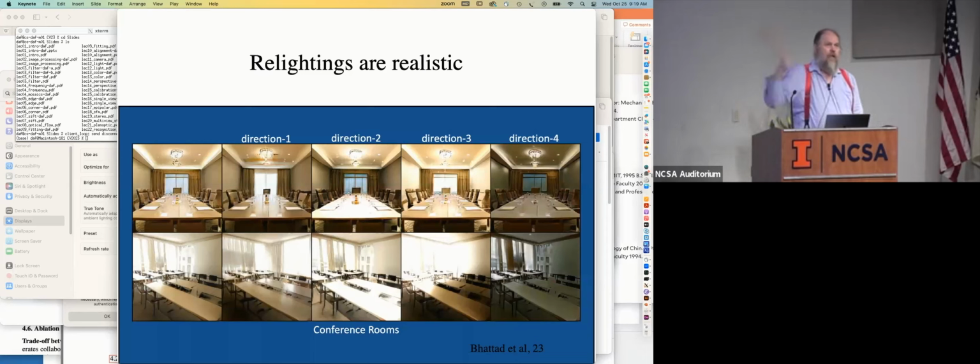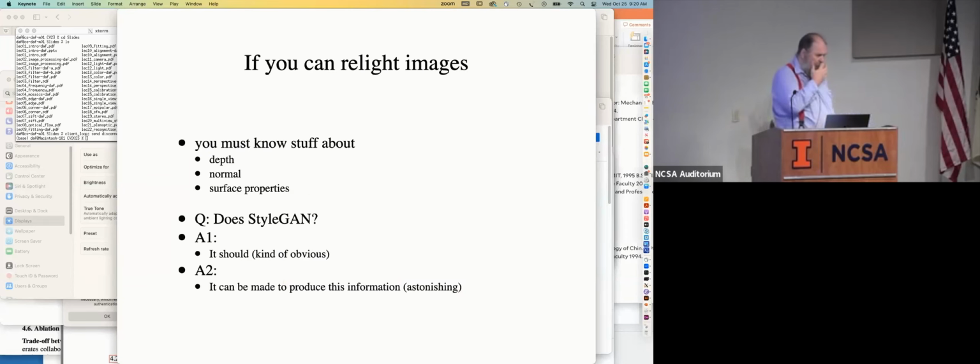Photographers don't take them, and as a result, the curation of data sets that you would test against doesn't contain those effects. So now, this suggests the following line of thought. If I can change the lighting in an image, I must know a great deal of stuff about the world of the image. I need to know things like normal and surface properties to think about lighting, and I probably need to know something about depth. So there's a decent chance that this stuff is lurking around inside StyleGAN somewhere.